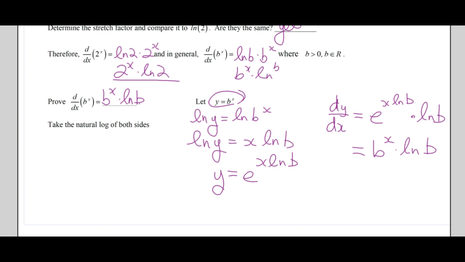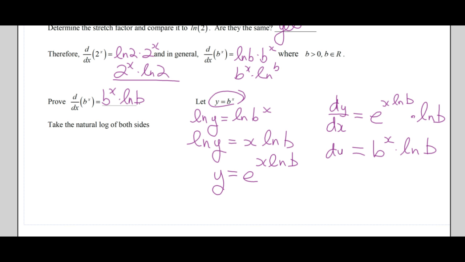It's like 2 to the log base 2 of 5 is 5. It's one of those properties of logs that you looked at when you studied logs in 30, right? What power do you raise e to get b? So if you take e and raise it to the power of ln b, you end up with b. So e to the ln b is b, and we end up with b to the x. Then you take the derivative with respect to x of both sides, and e to the x ln b is just b to the x times ln b.